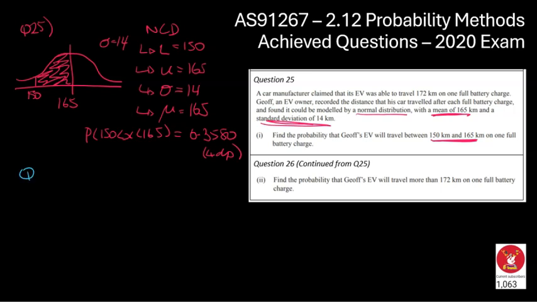So we're now on to question number 26, which does follow on from the EV stuff from Jeff before. Find the probability that Jeff's EV car will travel more than 172 kilometers. So basically the same approach. Let's draw the graph, and then we get all the calculated inputs on the graph.